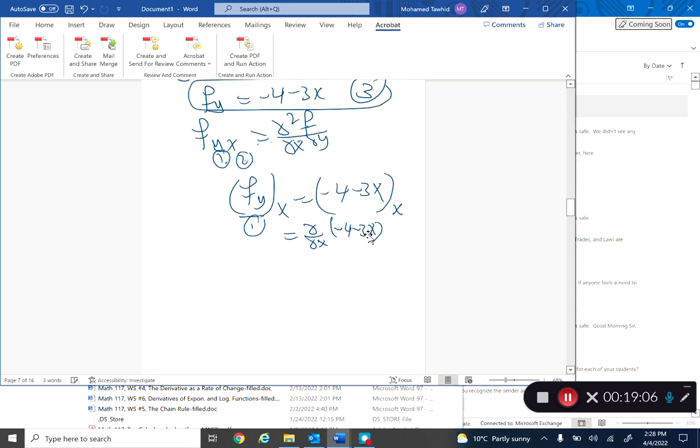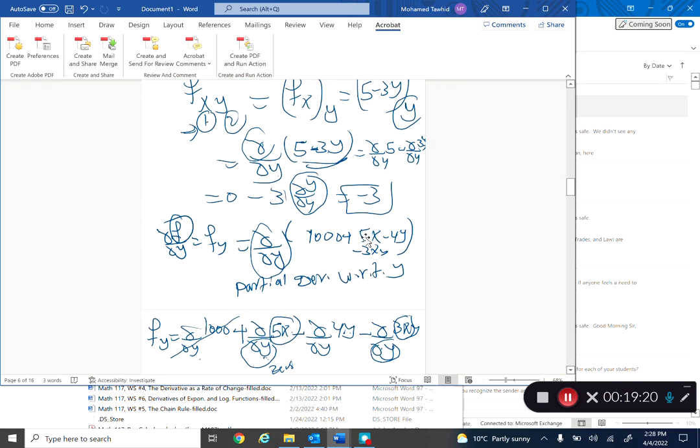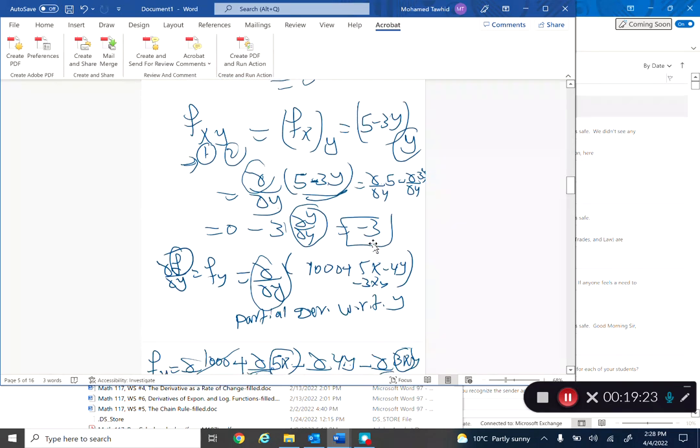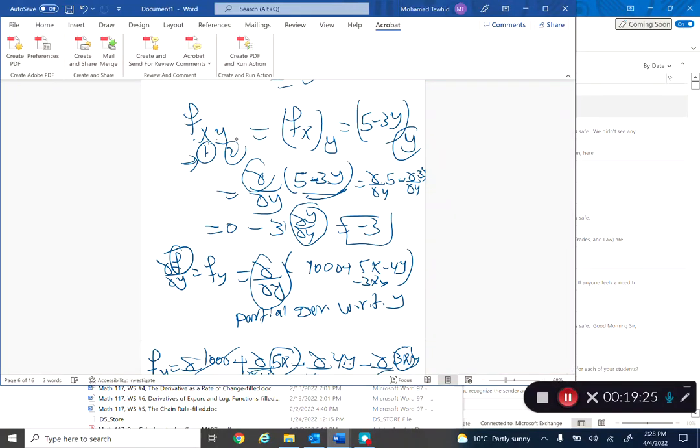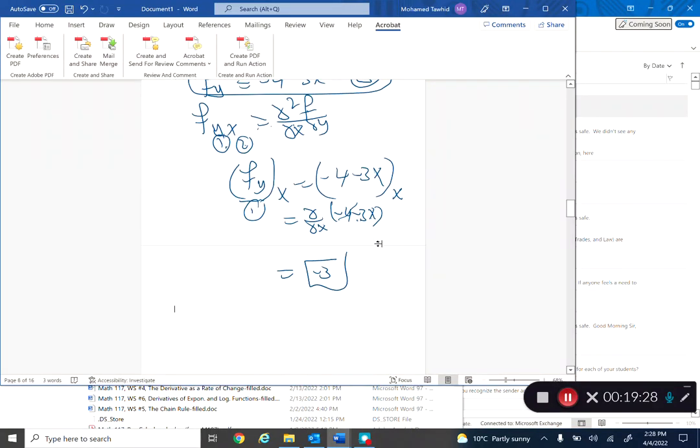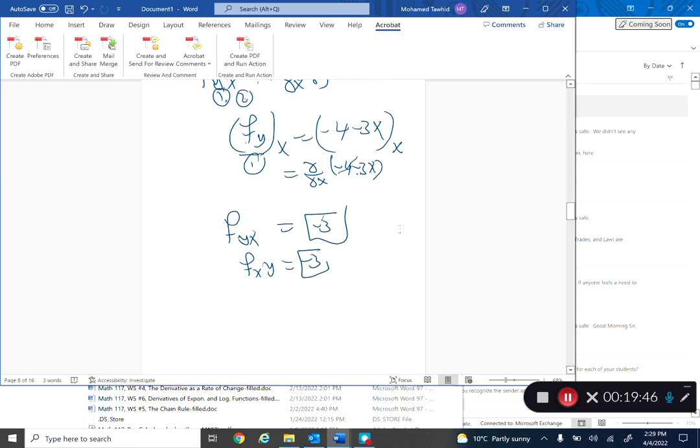So the constant negative 4 gives 0. What is the derivative of negative 3x? It will be negative 3. As you can see, by accident fxy turned out equal to fyx, because both of them are negative 3. Here by accident they are equal, but in general they are not the same. In general they shouldn't be the same.